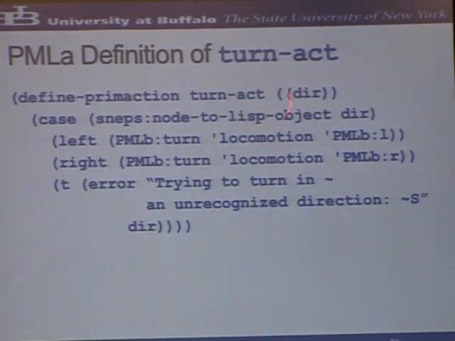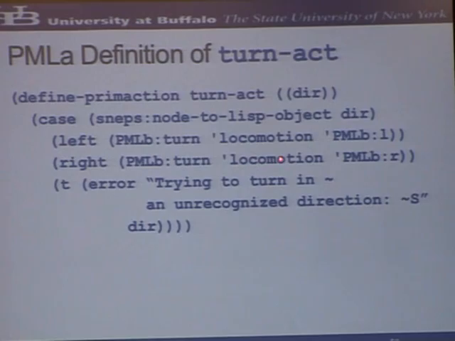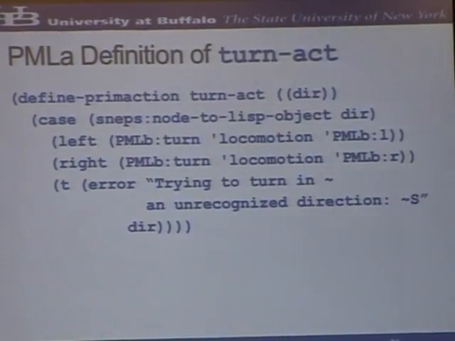So this is Lisp. If I want to turn in this direction, then if it's left, call PMLB turn. So the turn implementation at the PMLB level will use the locomotion modality, and the argument is L. If this argument is right, again, call PMLB turn. It will use the locomotion modality, but the argument will be R. Otherwise, it's an error message. The rest is Lisp arcana. Okay? So that's the actual code.